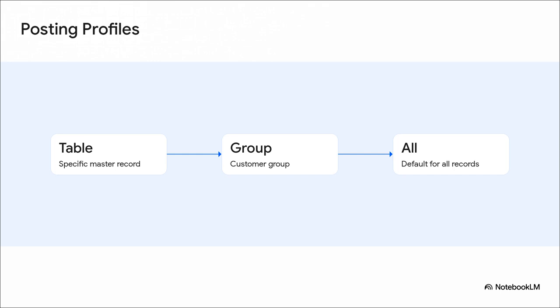First, it looks at the table level. Is there a rule just for this one specific customer? If no, it moves up to group. Is there a rule for this broader type of customer, like external or intercompany? And if there's still nothing, it catches everything at the all level, which is just the default ledger account for everybody else. It's an incredibly smart way to handle massive accounting complexity without having to build a million individual rules.